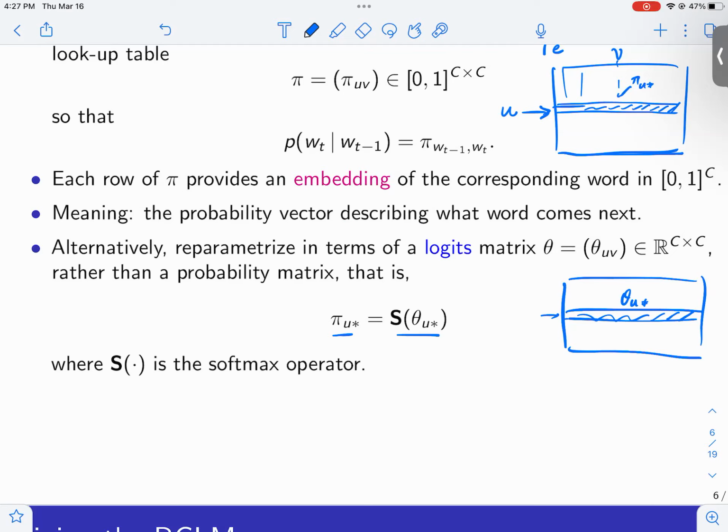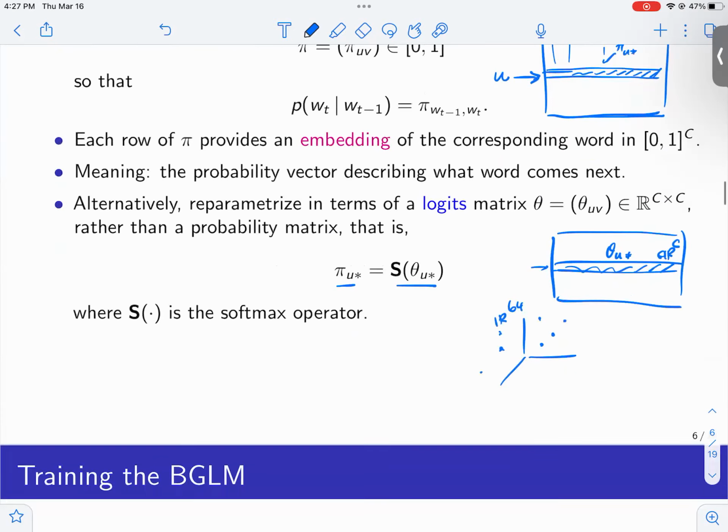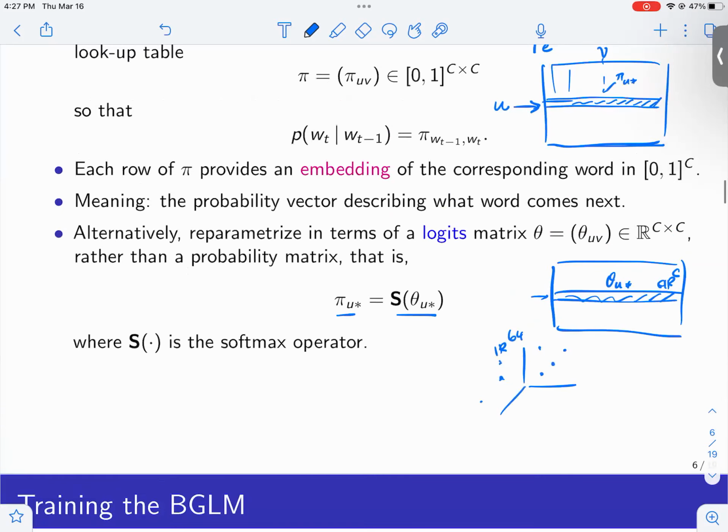Now this is really a free embedding, so it can be anything. I'm embedding words in the reals, so this is going to be in R^C, like a 64-dimensional real space. Each word is going to be here, and what it means is that if I pass it through a softmax, that's the probability of what the next word is going to be. So that gives you a very nice interpretation. So far, so good.